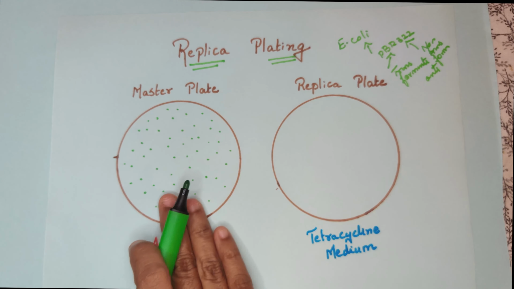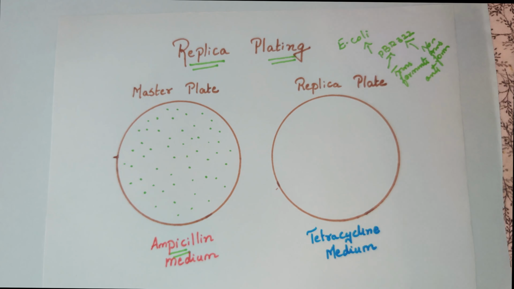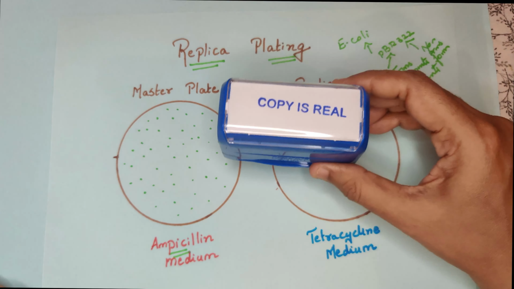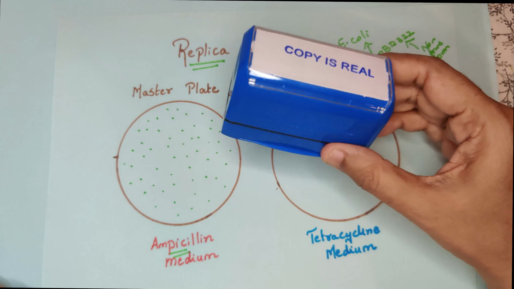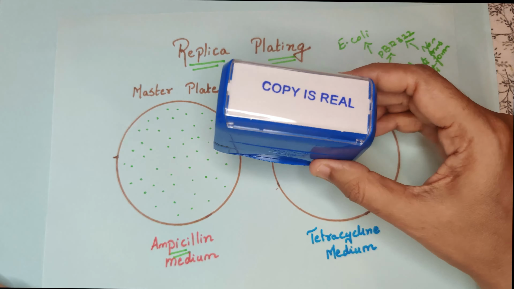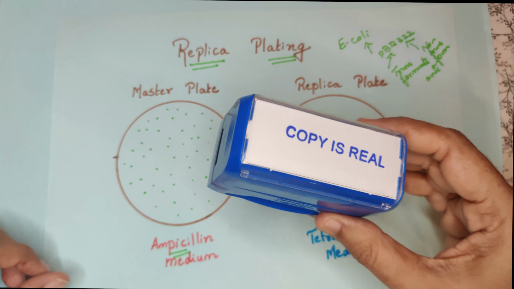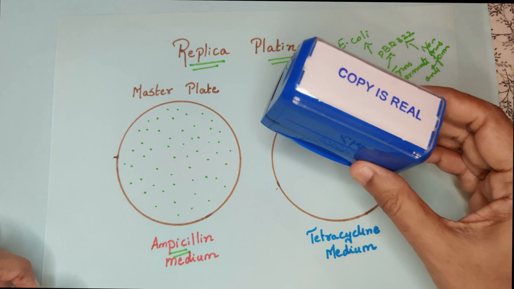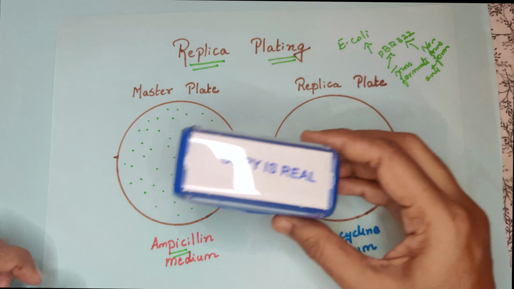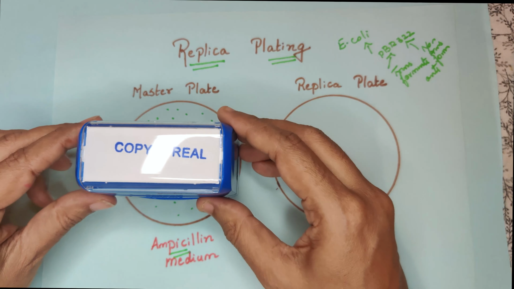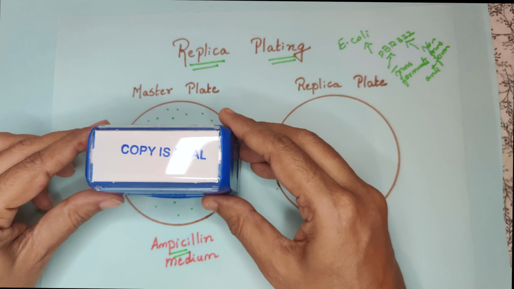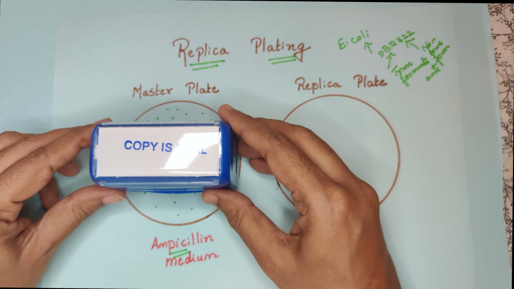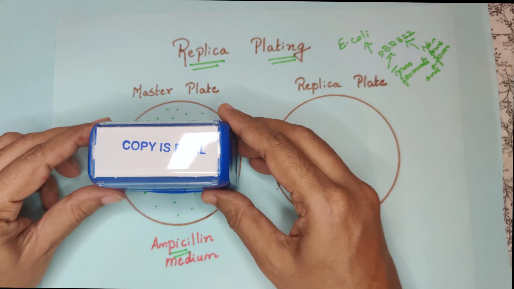Now how do I transfer these colonies onto this one? I'm going to do a replica. So guys, I'll show you this. This is nothing but a stamp. That is how the equipment will be in a lab. In a typical biological or biotechnological lab, they will have this. So you just have to keep it on top of this ampicillin medium and just touch the colonies on top of it. Just touch them.